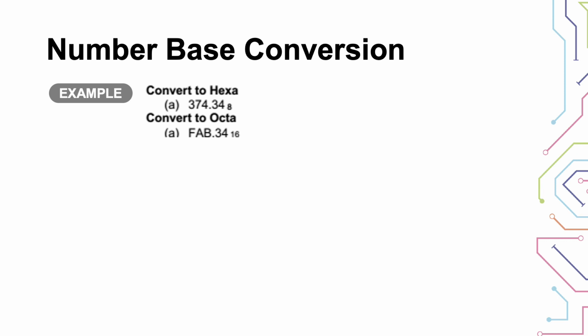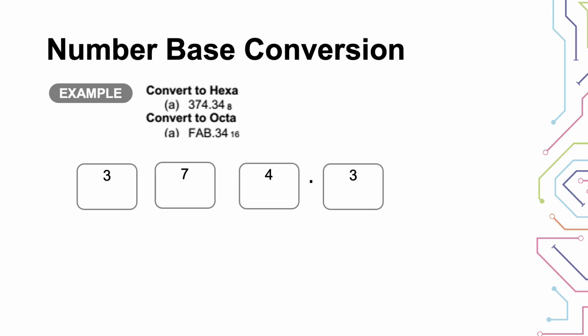So in this example, we will convert 374.34, which is in octal, to hexadecimal. So gagawin muna natin is to convert every digit to its equivalent binary. So for example, sa 3 we have 011, sa 7 is 111, sa 4 is 100, sa decimal point, tapos sa 3 is 011, and sa 4 is 100.